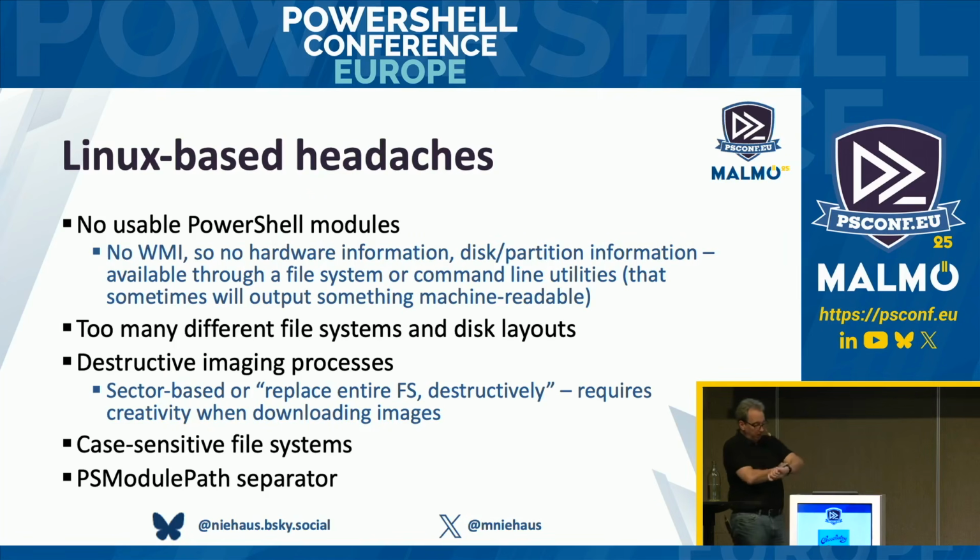So we have all kinds of challenges. We have no usable PowerShell modules, no WMI, no hardware information, no disk partition information. There are ways to come up with some of this, but they're all basically running either command line utilities that are built into Linux or reading information from file systems. Linux has an interesting file system that contains SMBIOS information and DMI information, and you can read the files from that file system to find the manufacturer, the model, the serial number, the asset tag, all that good stuff out of the firmware of the device. But you just have to build that out yourself.